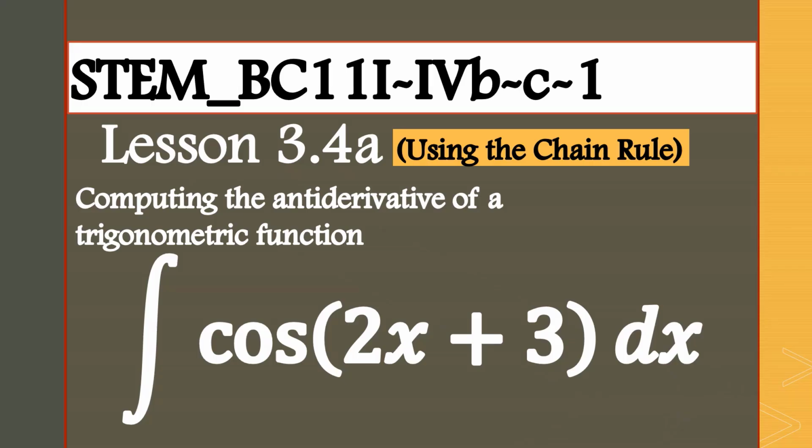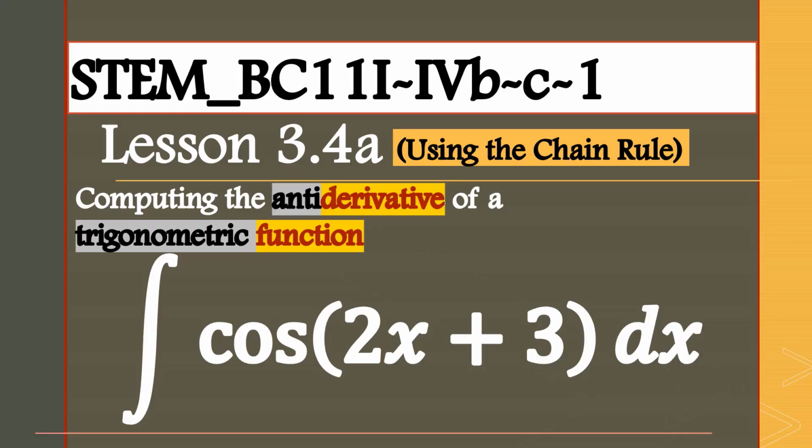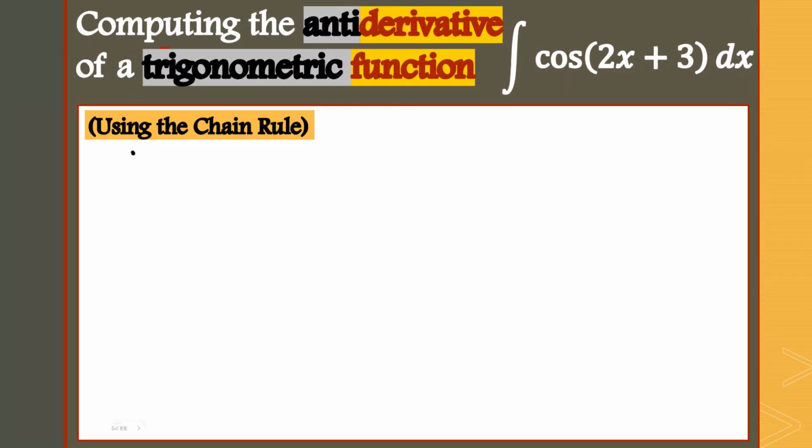Let's compute the antiderivative of this given trigonometric function using the chain rule. This time we are given the integral of cosine of 2x plus 3 dx. One important hint that you will be using the chain rule, or the other rule which will be presented in the next video, is the idea that the angle for your trigonometric function is expressed in another function. Just like this one here, the angle is 2x plus 3 instead of just x or any angle.